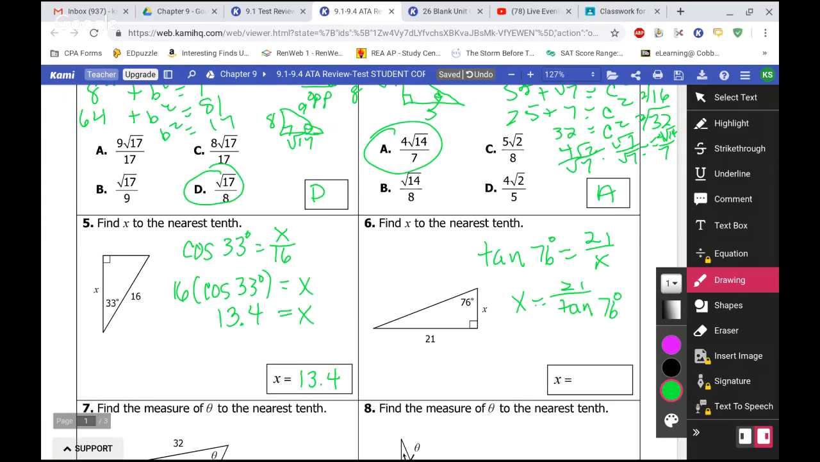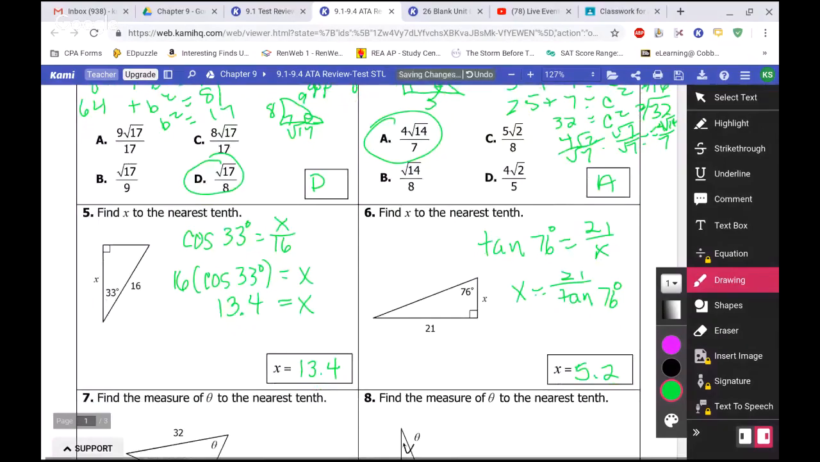So now all you have to do is type into your calculator if you had one that worked. If you don't, if you have an iPhone, you can turn it sideways and it's got tangent and cosine and all that stuff on there. I don't know if it has inverse though, but you can at least do, and yeah, actually you do need 21 divided by tan 76. And you get 5.2.